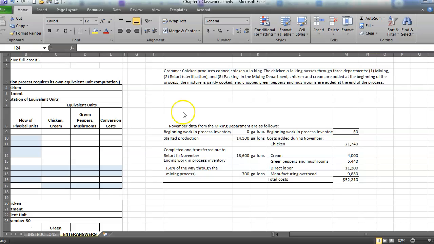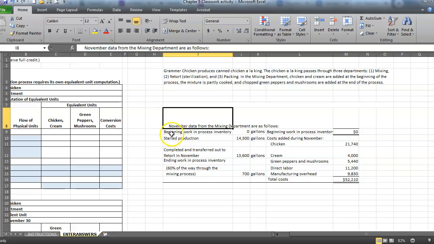So given this information here for the Grammar Chicken Company, they produce chicken a la king. It's in a can. They have 3 different departments, and for each of the departments we're going to be determining what the equivalent units are based on some data. So let's get looking at the data that we have.